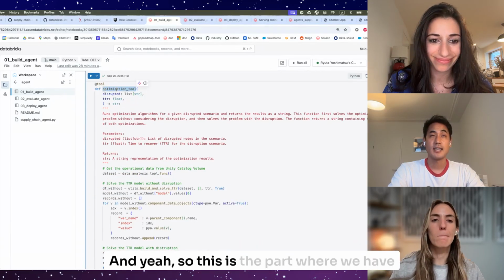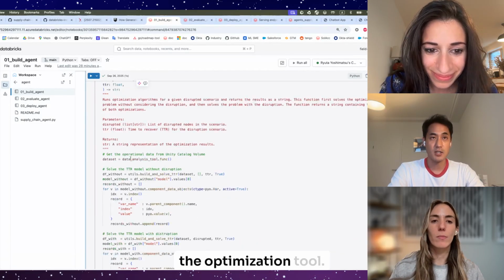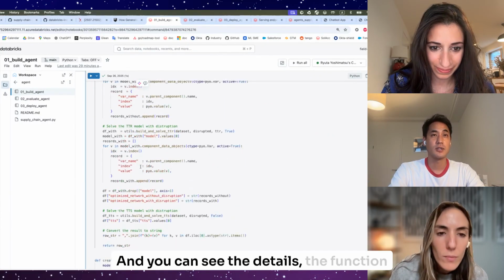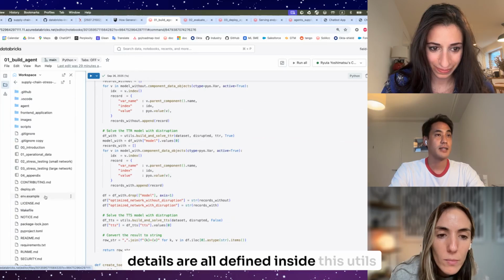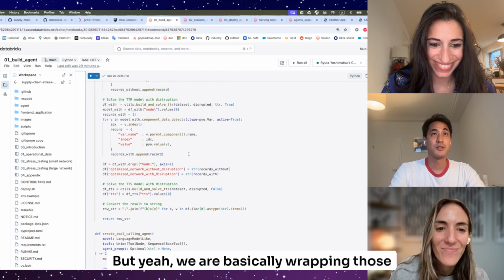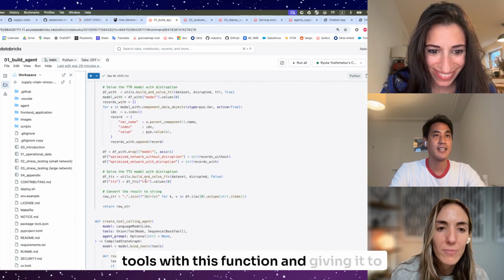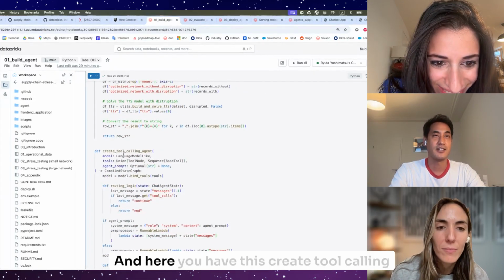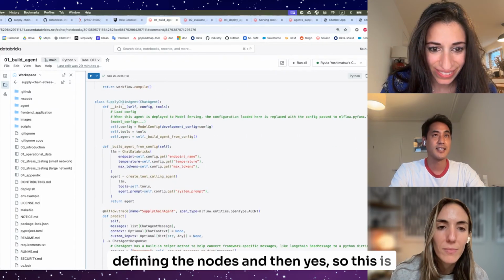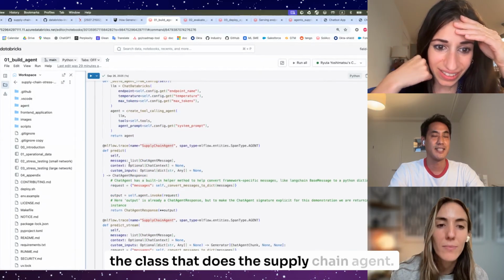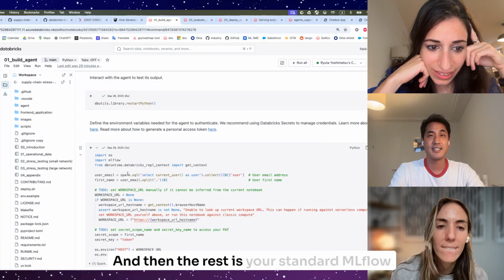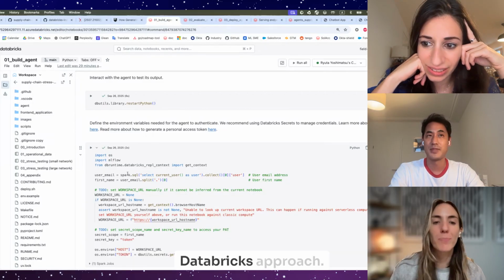And this is the part where we have the optimization tool. We're wrapping the optimization algorithm as a tool. You can see the function details are all defined inside this utils script somewhere. But we are basically wrapping those tools with this function and giving it to the agent. And here you have this create tool calling agent, defining the nodes. And this is the class that does the supply chain agent. We have the predict and predict stream methods applied. And then the rest is your standard MLflow Databricks approach.